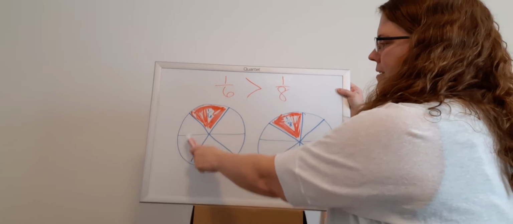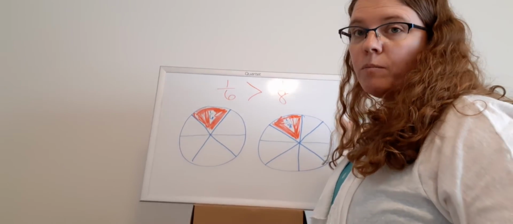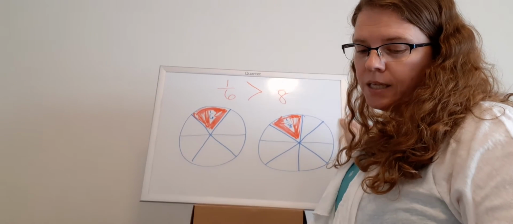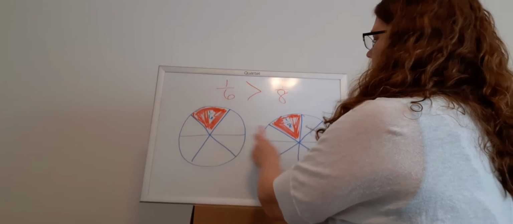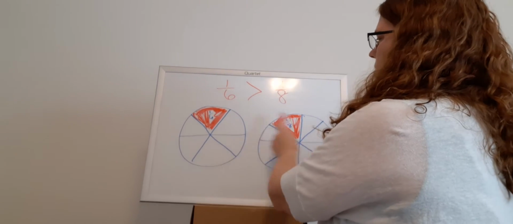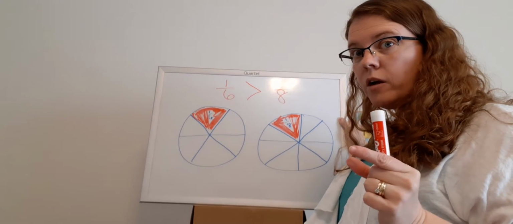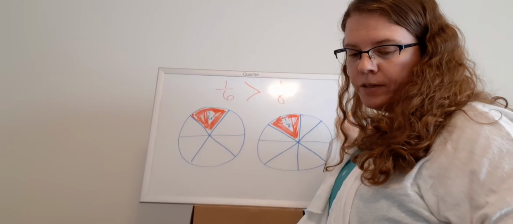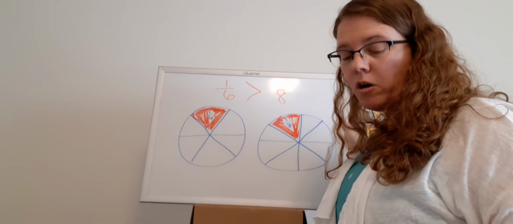It says, which pie has more pieces? Is it pie A or pie B? Which one has more pieces? Pie B does. So put a B there for number 1. The more pieces a whole is divided into, look at this size of piece and this size of piece. So the more pieces, the smaller the pieces are going to be. So the more pieces the whole is divided into, the smaller the pieces are.